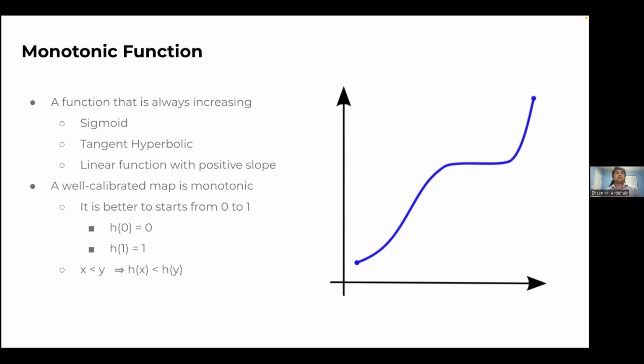And these are some examples of monotonic functions, such as sigmoid, hyperbolic tangent, or any linear function with positive slope. But we are especially interested in monotonic functions that go from 0 to 1, because in calibration we want to map the score 0 to 0 and 1 to 1.